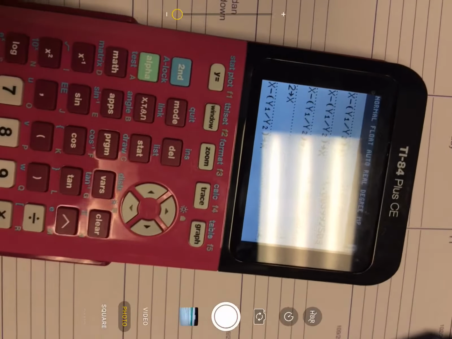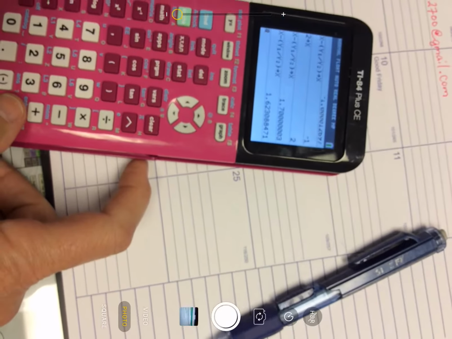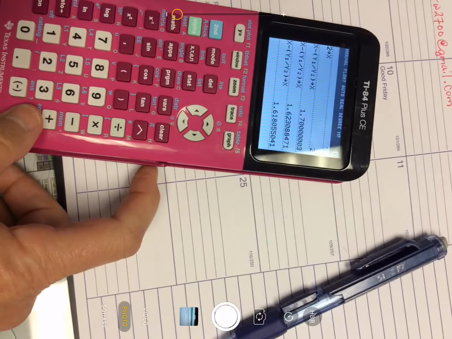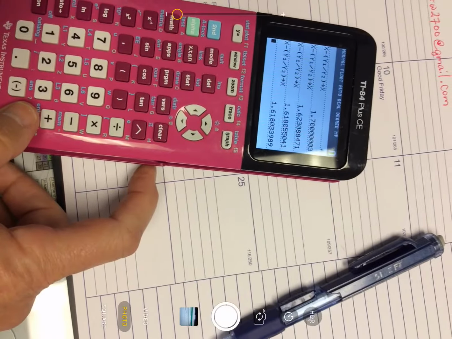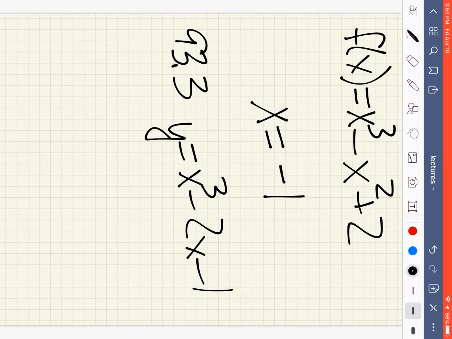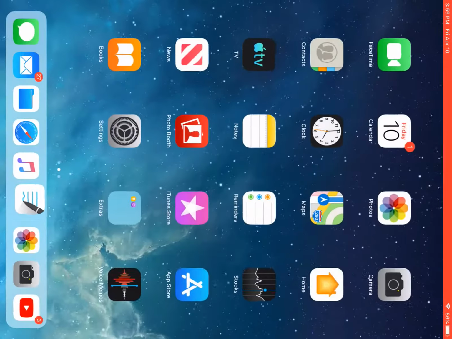Alright, so hit enter, and you can't see it. Hit enter again. Again. Okay, so we're going to 1.618. So we're going to call that good. 1.618. So the first zero is x equals 1.618. Okay, now we'll go back to the calculator.